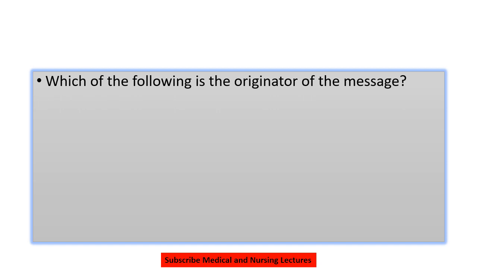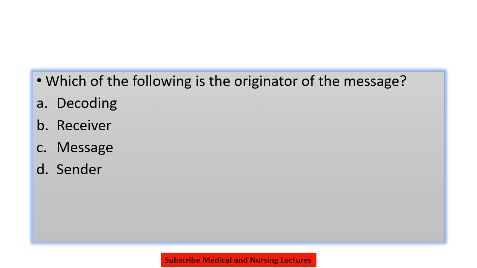Which of the following is the originator of the message? Decoding, receiver, message, sender, or channel. I think this one is a repetition of an earlier question. So here the correct option is sender.